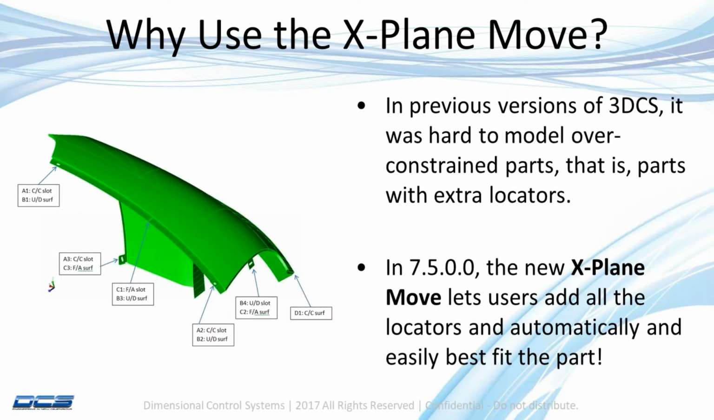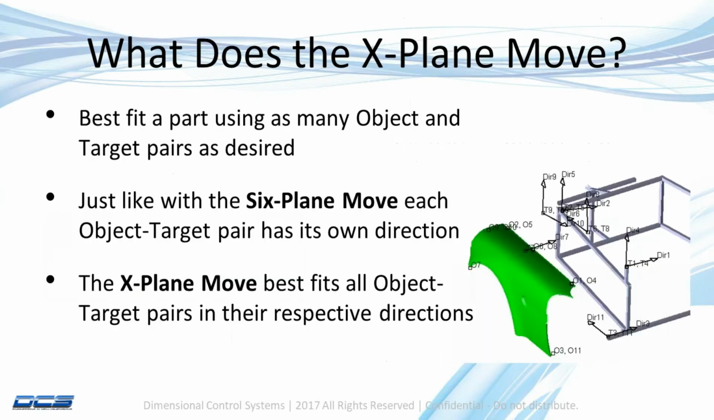In previous versions of 3DCS, it was hard to model over constrained parts. It's parts with extra locators, anything more than just those 6 locators we talked about for that headlamp. New in 7500, we have a move called the XPlane move. X is insert any number here, and then it's plane move, just like the XPlane move. And it lets users add all the locators and automatically and easily best fits the part to those locators.